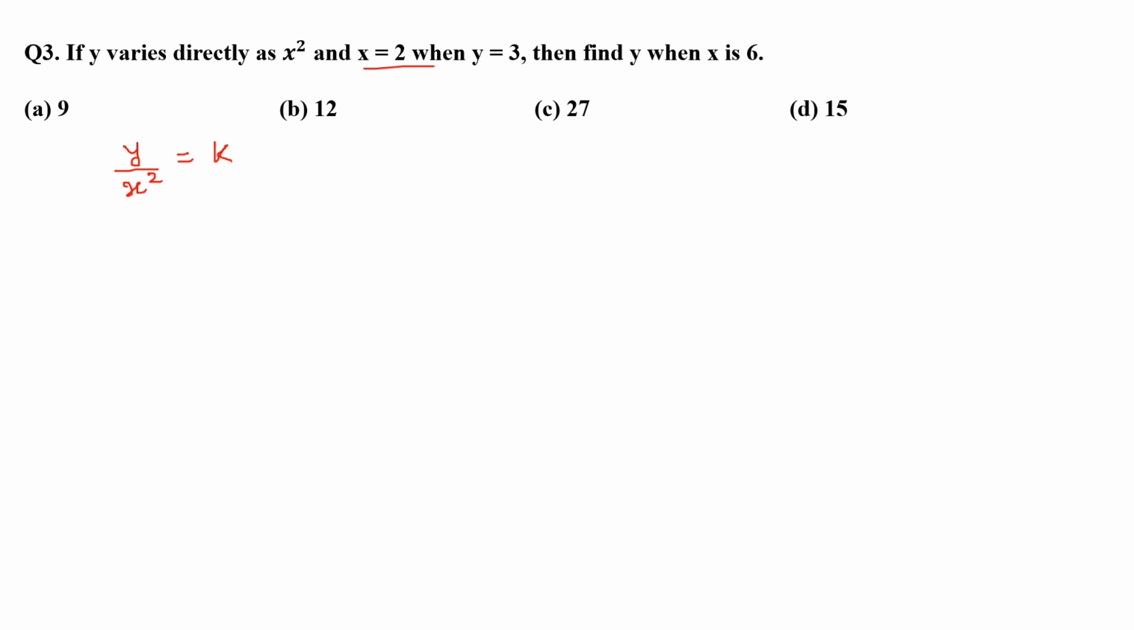Now I am going to put the values which are given over here. The value of y is 3, the value of x is 2. So 2 square will be 4. So from here I have got the value of the constant as 3 by 4.